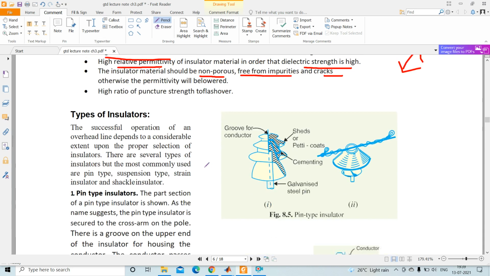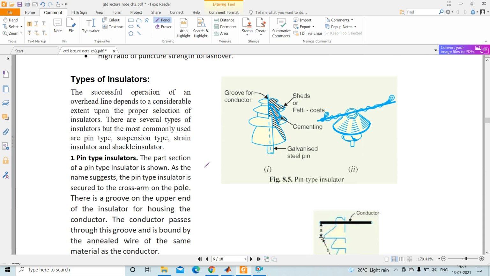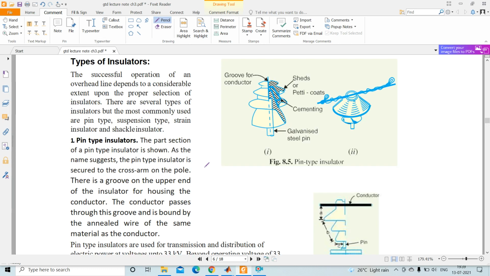Then we will discuss the different types of insulators. Depending on the different structures, there are various types of insulators, that is pin type, suspension type, strain type and shackle type insulator. First we will discuss the pin type insulator.